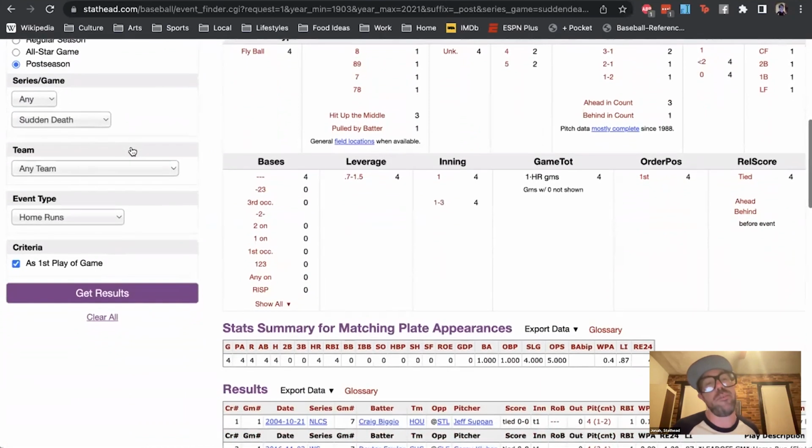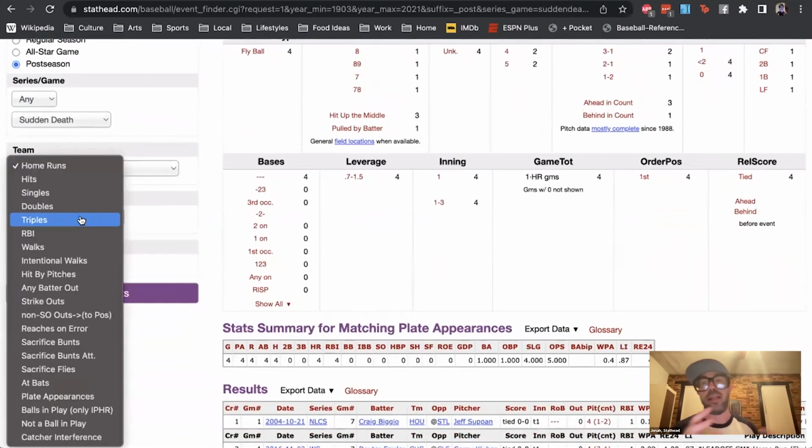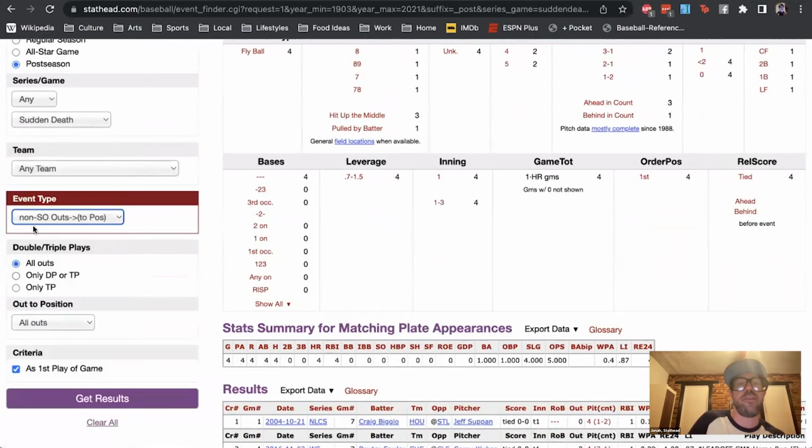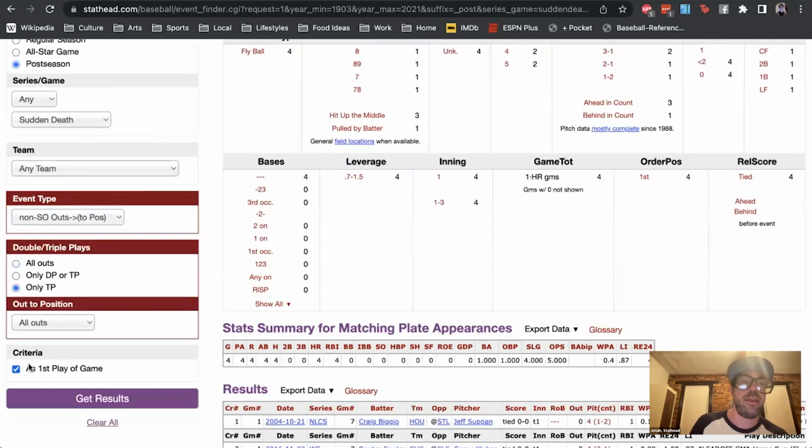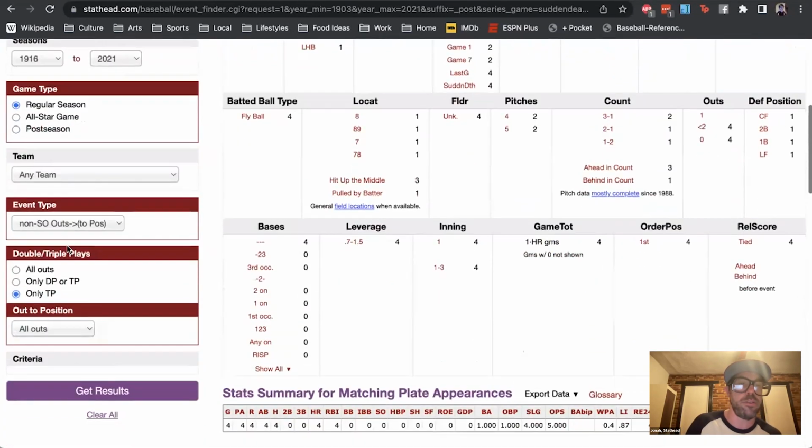One other thing, I've been mainly doing home runs, but this has every play type in our database. So in addition to home runs, you could just do hits or singles. You could do walks, RBIs, hit by pitch. And then one thing I want to flag here is this non-strikeout outs. If you click on that, you'll notice an option, double and triple plays. So you can get lists of triple plays, which is a very cool and rare thing. You do that here in the event finder, non-strikeout outs, only triple play. And then you can just run the search.